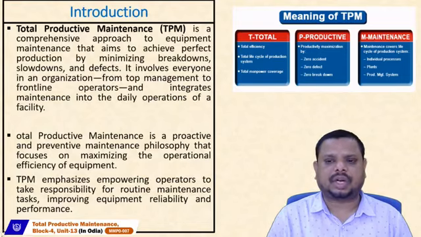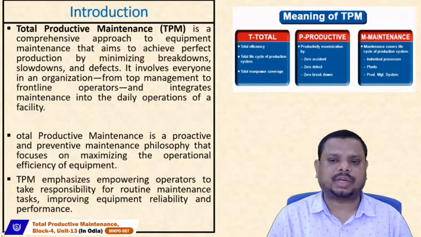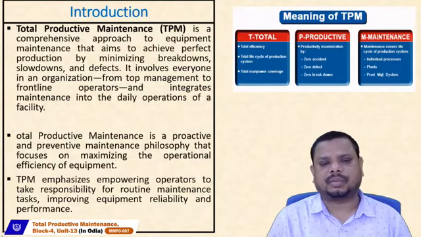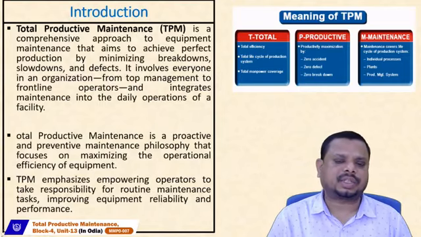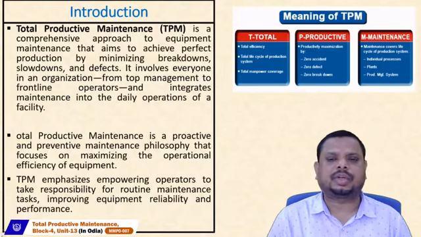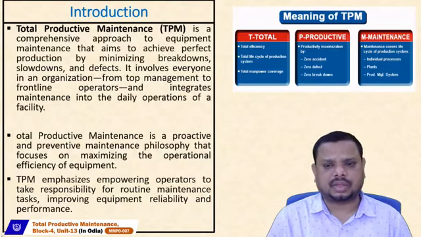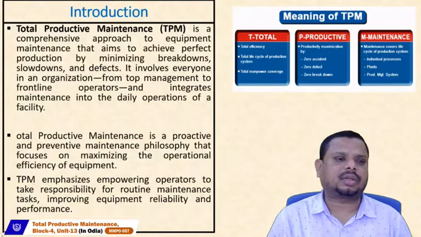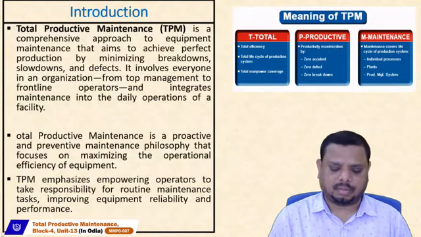And M stands for maintenance, which covers the life cycle of the production systems. It basically includes the individual process, it also includes the entire plants, and it also includes the production management systems. So if you combine total productive maintenance, it basically focuses upon minimization of breakdowns, involving all levels of management, maximizing the operational efficiency of equipment, and the last one is it improves the equipment reliability and the performance. So this is the overall idea about total productive maintenance. Moving to next one.